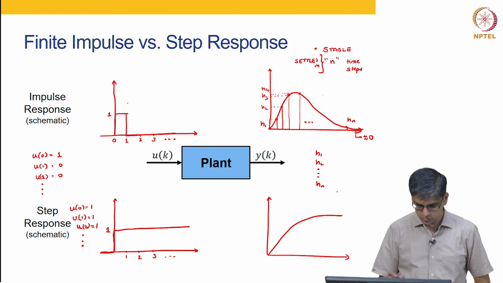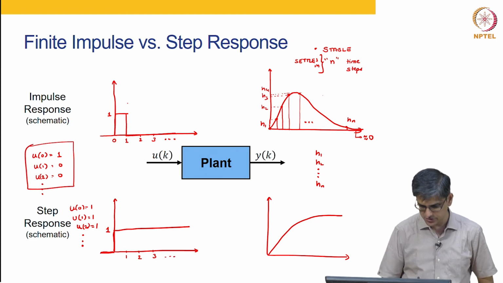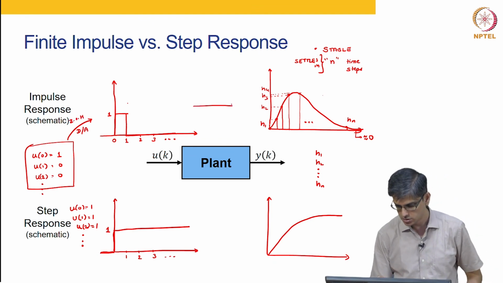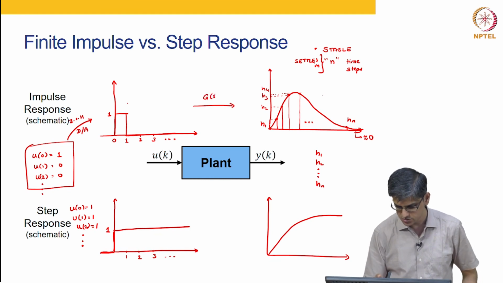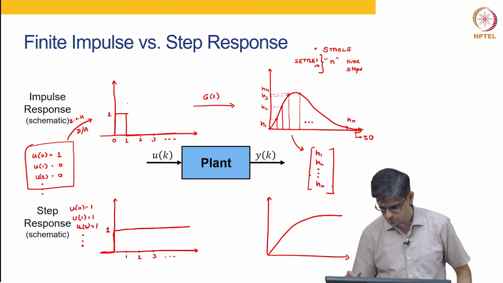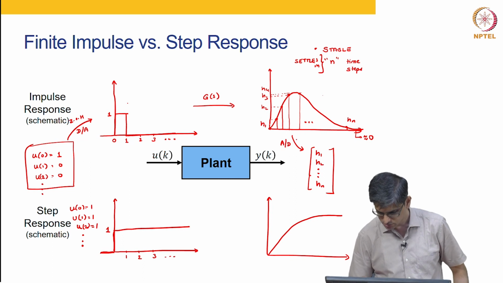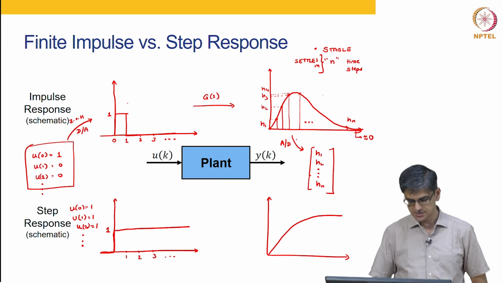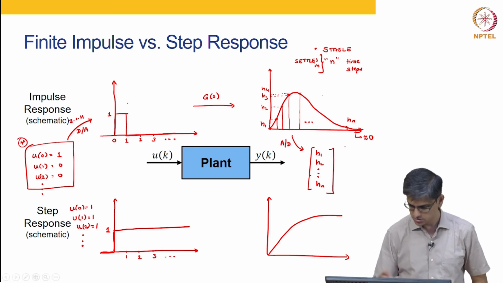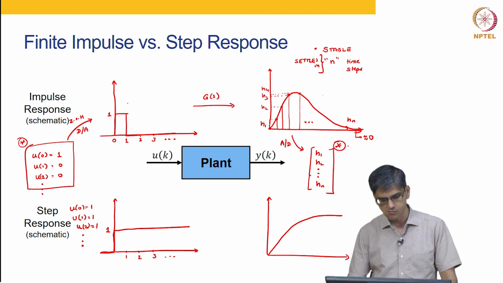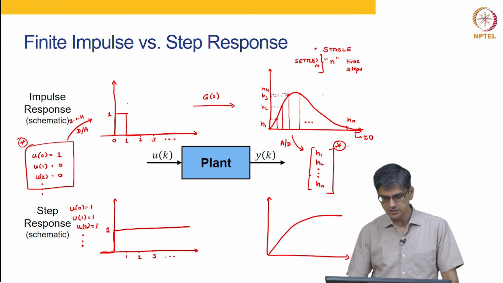So, this is our discrete time input. This is our zero order hold, this is our process, and this is our sampled signal. As far as our impulse response is concerned, this is of interest to us. Same thing with step response.